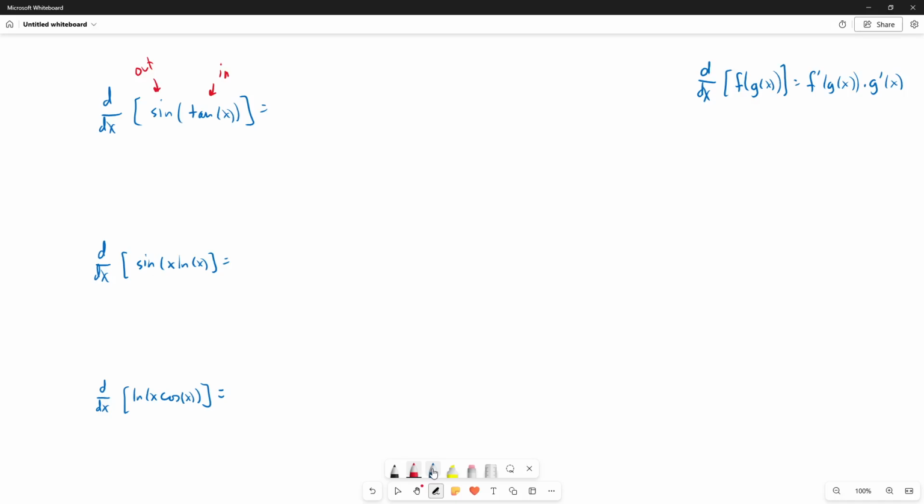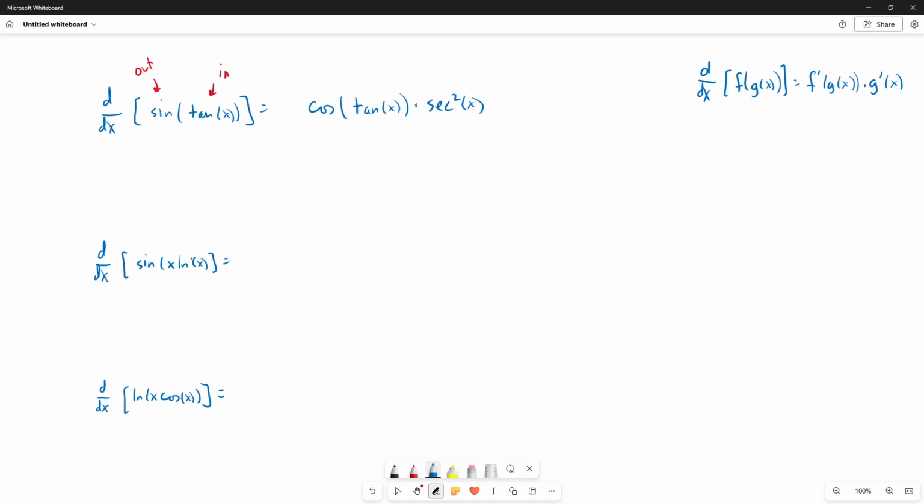So according to the chain rule, to calculate this derivative, we calculate the derivative of the outside function, and that's the cosine. We leave the inside function in. We want the cosine of g of x. That's the cosine of tangent of x. And then times the derivative of the inner function. The derivative of the tangent is secant squared x.